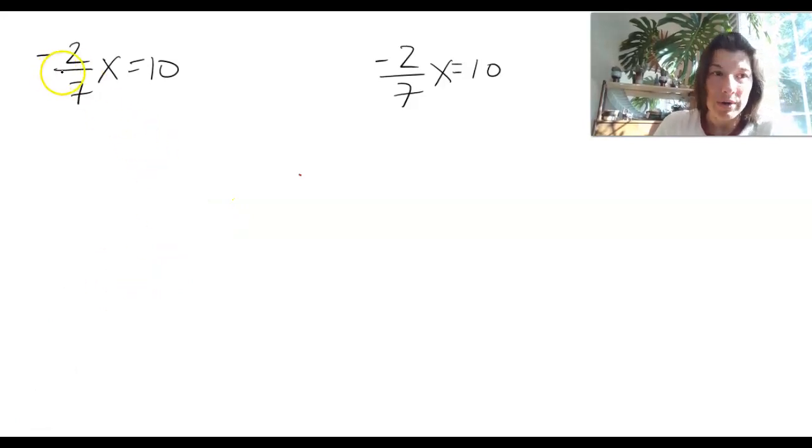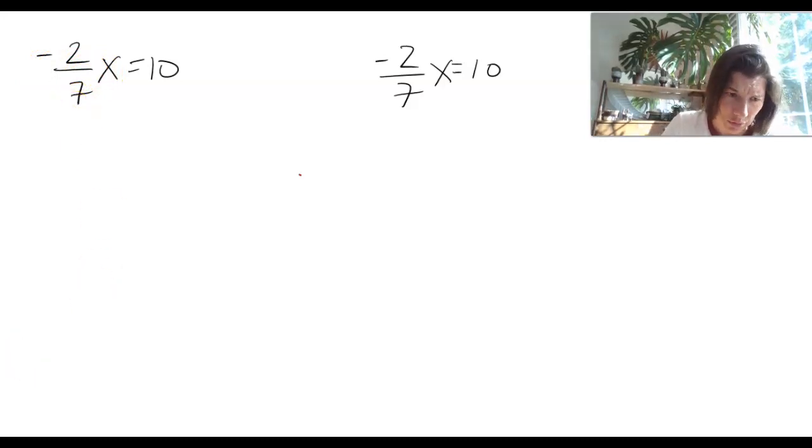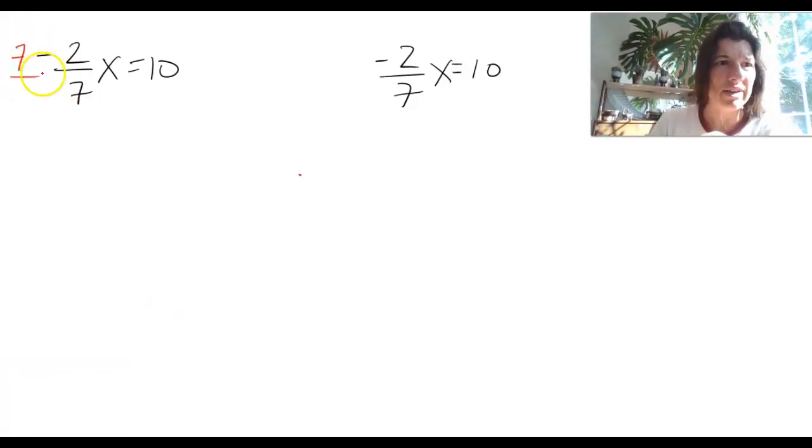So notice what's kind of making this messy is this fraction. Well, we can get rid of this fraction here by undoing this divided by 7 portion. So what undoes dividing by 7? What's the inverse operation for division? Multiplication. So one way that we could solve this is we could multiply both sides by 7 here.